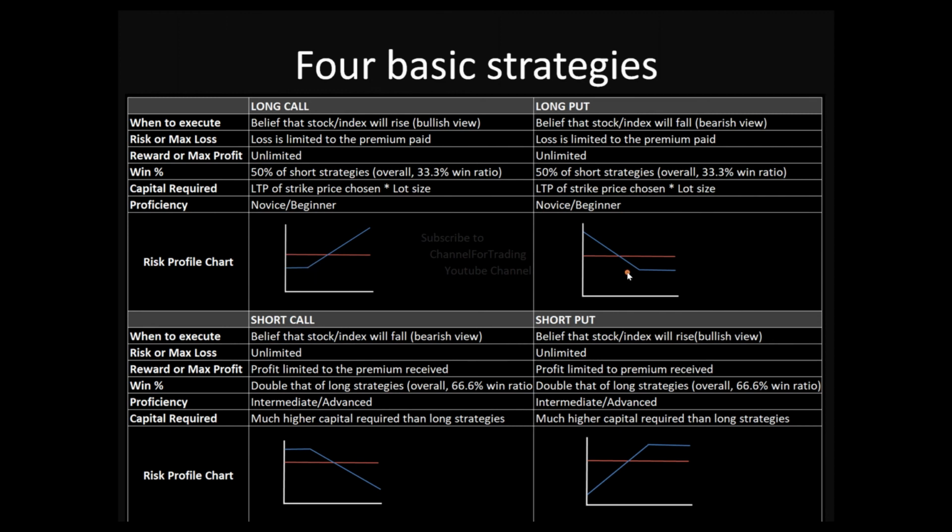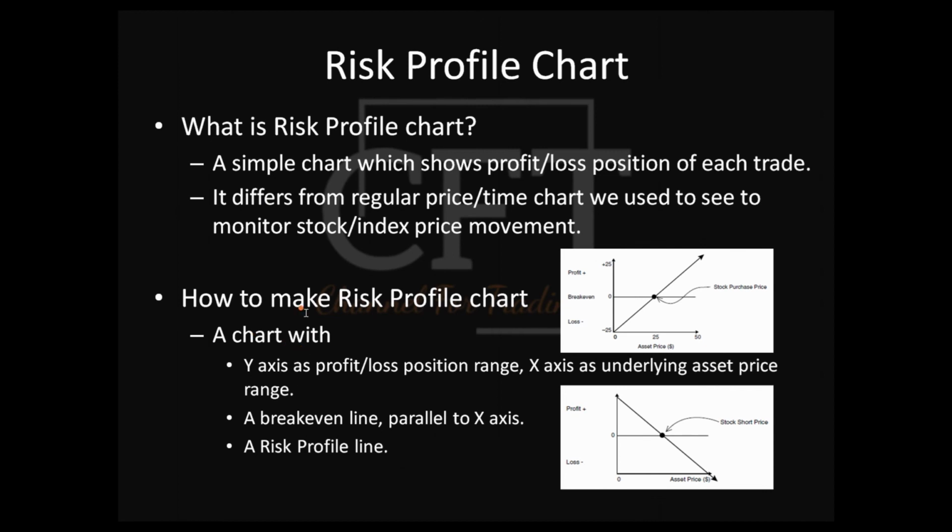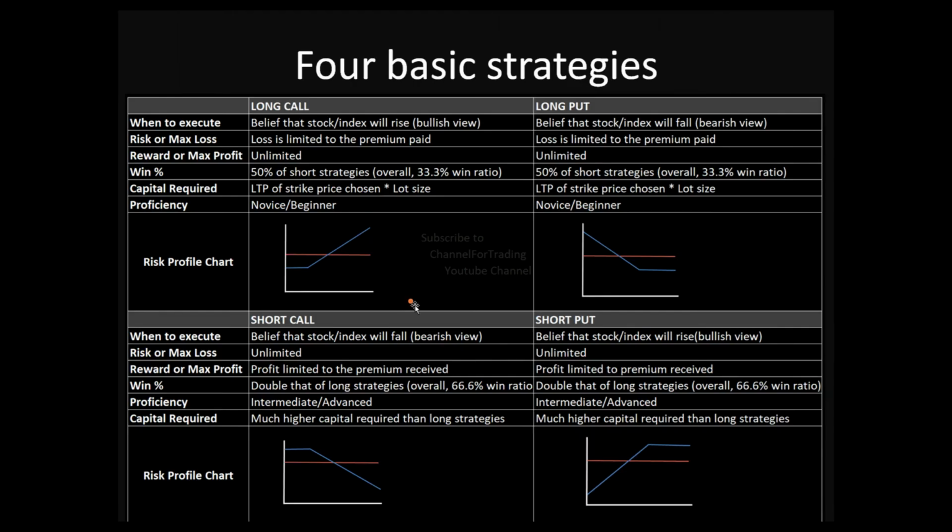And the risk profile chart, see here. When we talked about the risk profile chart in this slide, we told there are 4 lines, right? Y-axis, X-axis, break even, and risk profile line. So your Y-axis, X-axis, your break even. This blue color is your risk profile line. The red color is your break even line.